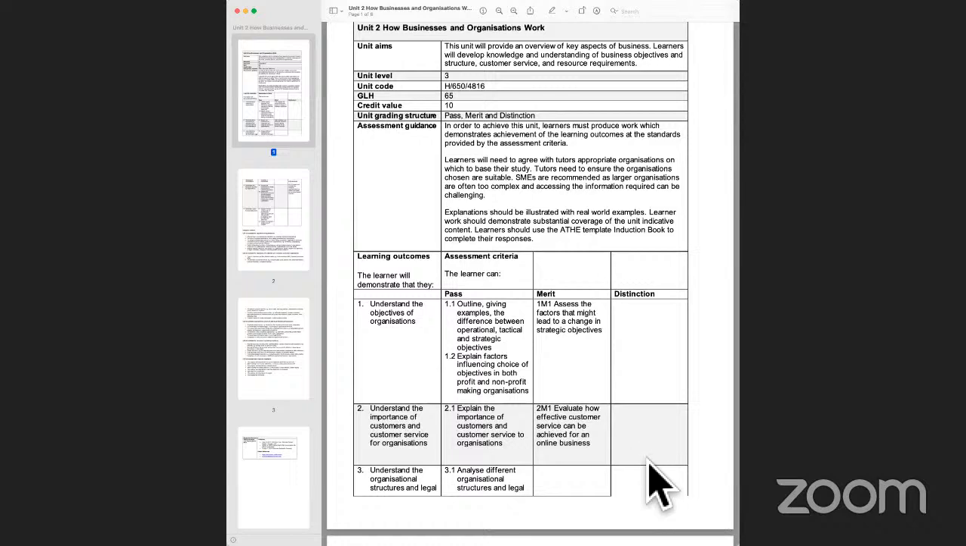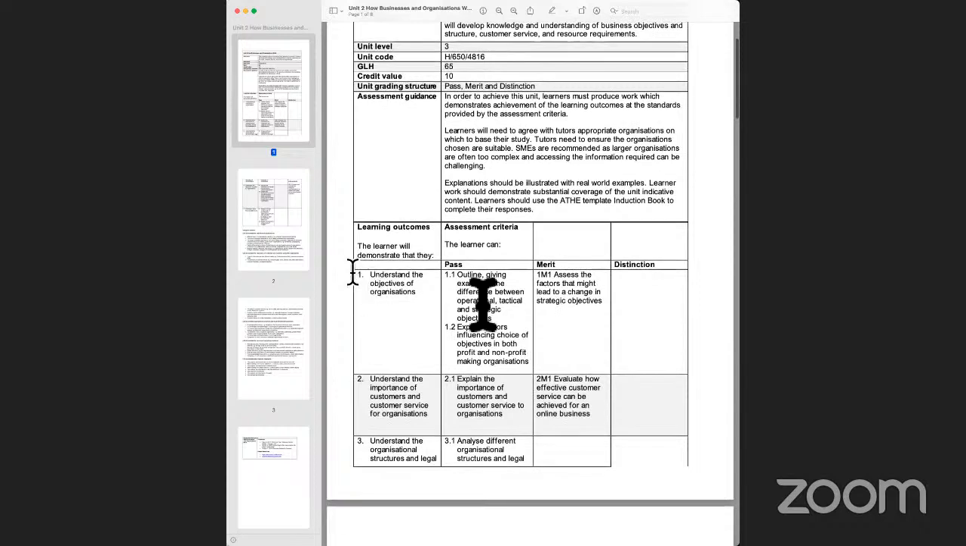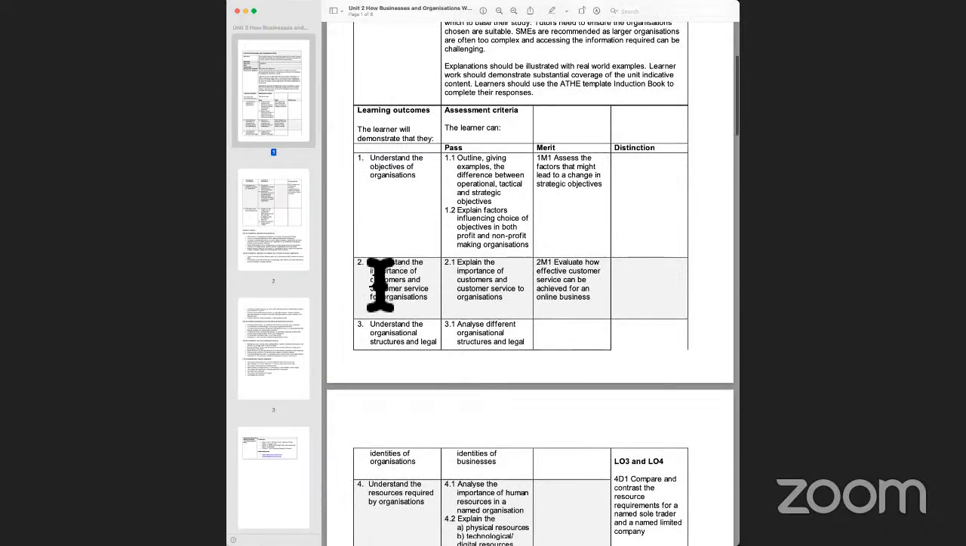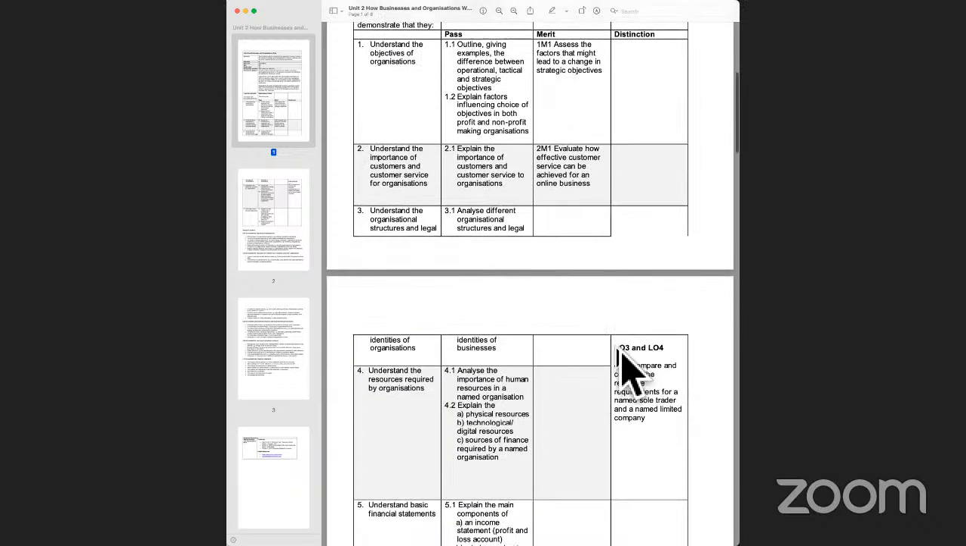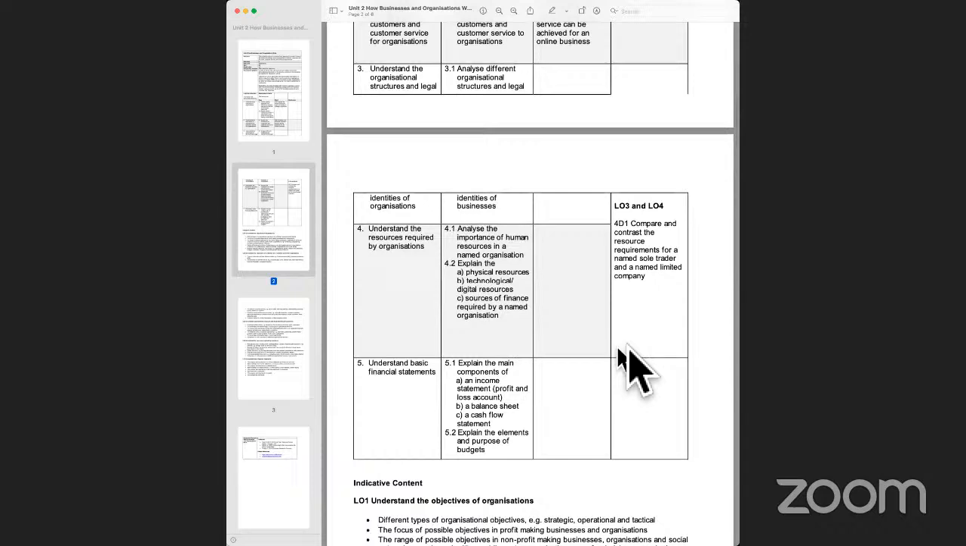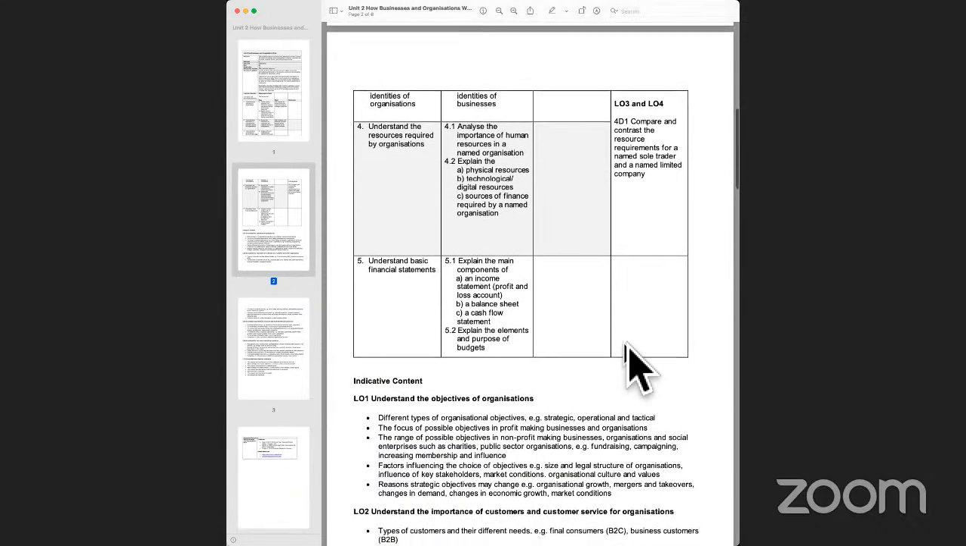Now, in this particular unit, we are going to be looking at 5 learning outcomes. Today, we are covering learning outcome 1, which includes the 3 assessment criteria along with it: 1.1, 1.2, and 1M1. Later today we're going to be looking at learning outcome 2 and then learning outcomes 3, 4, and 5, and that will be followed by an assignment discussion session.